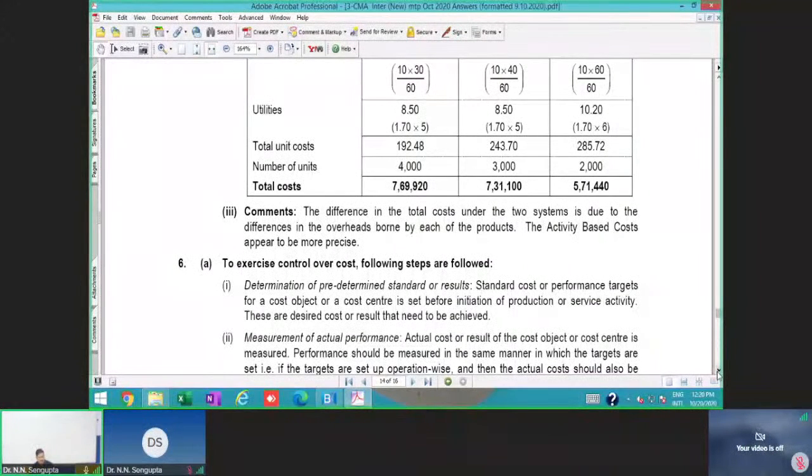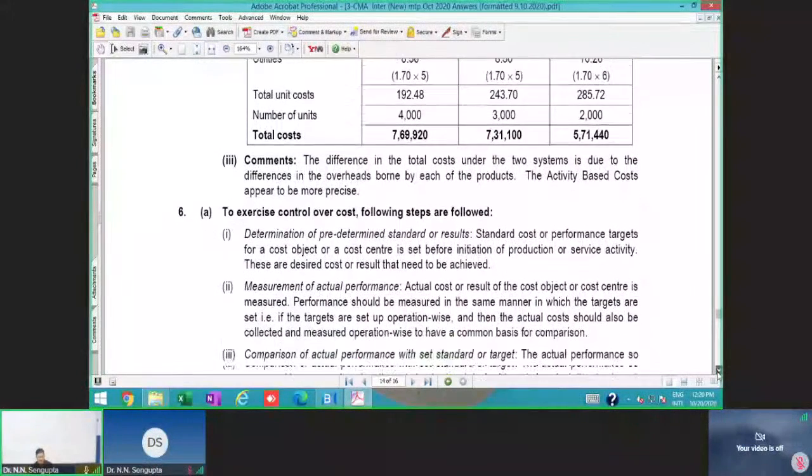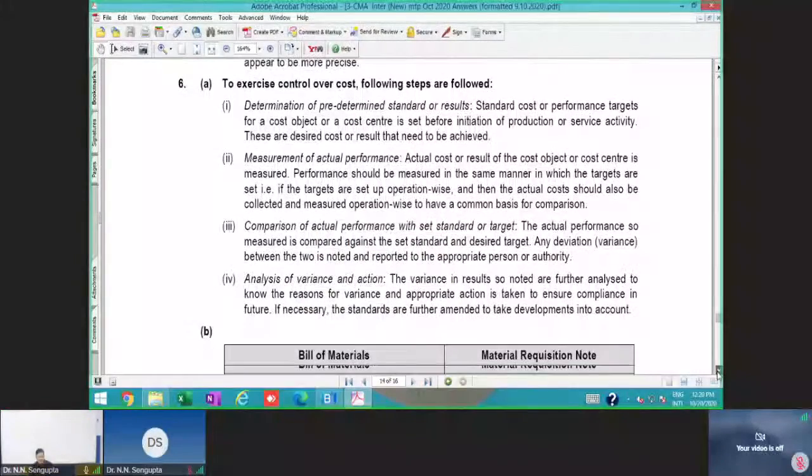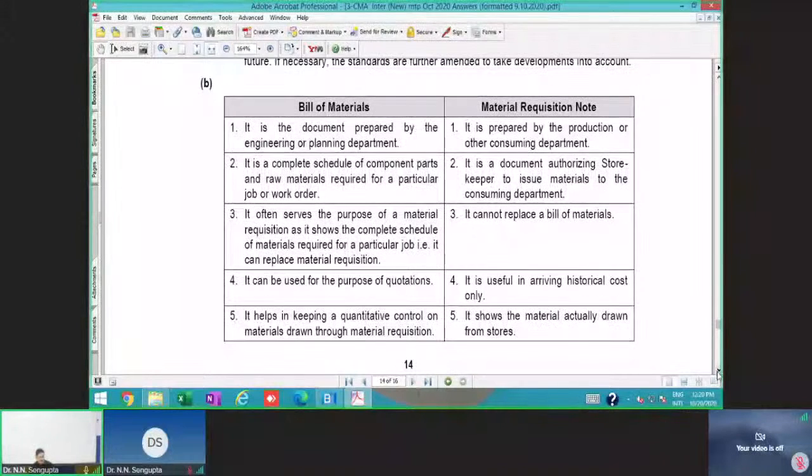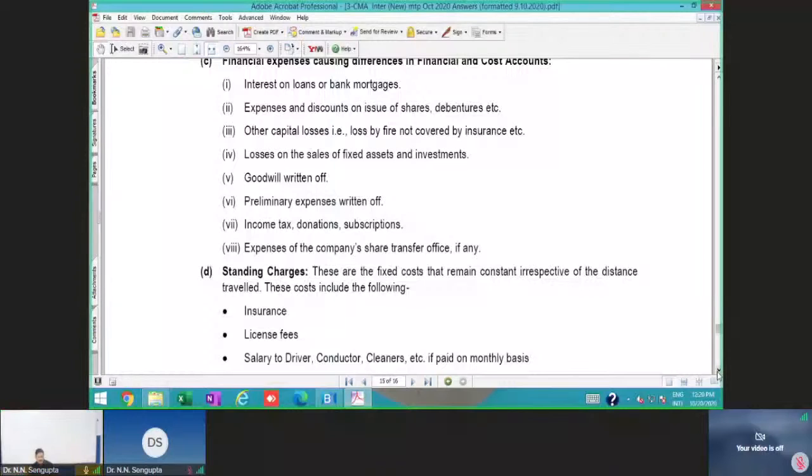Another very important type of question, a different kind of question, is the theoretical question. You can see how precisely we have written. Even if you just touch upon the major points, that will do. For example, if a question is on financial expenses causing difference in financial and cost accounting, let's say it's a 4 marks question, you can write 8 points, or maybe 6 or 7. Getting my point? Basudevan, when you send the mail, you can quote your mobile number. Okay, may not be now.